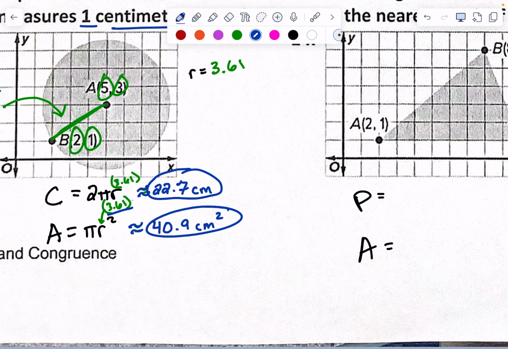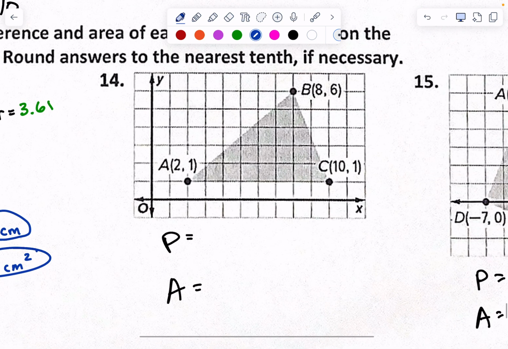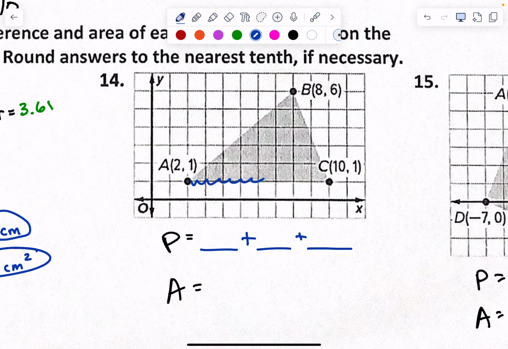All right. Perimeter of a triangle. How to find the perimeter of a triangle? Perimeter, you add them all. This one plus this one plus this one. Okay? All right, bottom side. How do I find the bottom side? You can count them. 2, 4, 6, 8. The bottom side is 8.